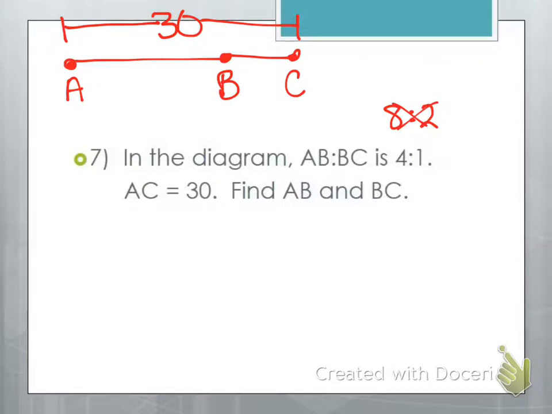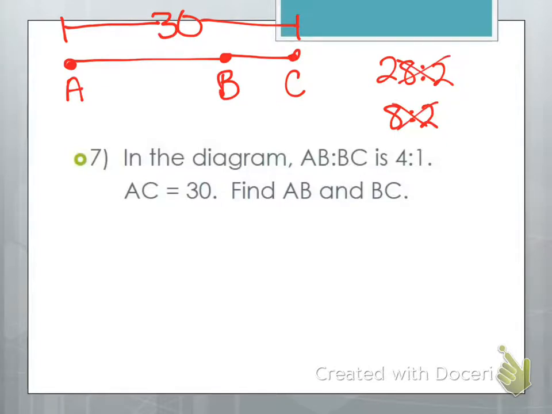28 and 2 would not work because the ratio 28 to 2 would reduce down to being 14 to 1. Right? So that one's not going to work. That one does add up to 30 though.